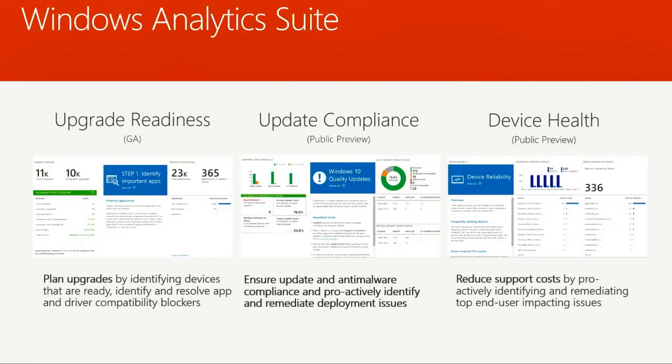As part of the Windows Analytics suite, we have three solutions today. The first one is called Upgrade Readiness. That solution is already GA. The focus for that solution is allowing you to plan your upgrades from Win 7, Win 8 to Windows 10, or even going from one version of Windows 10 to another. The focus there is to provide you with insights around compatibility blockers in your environment around your applications, drivers, devices, and so on.